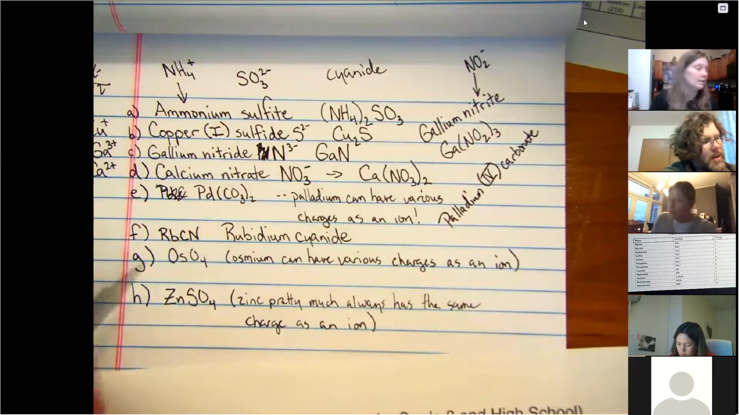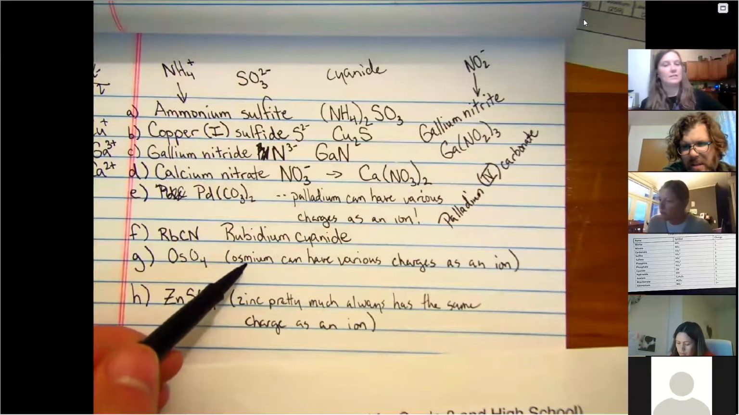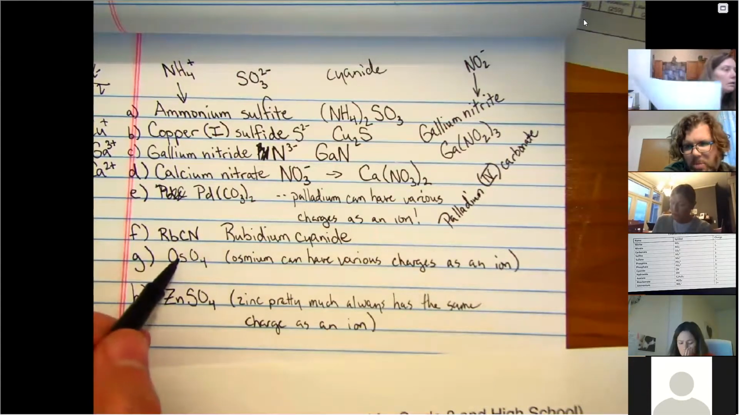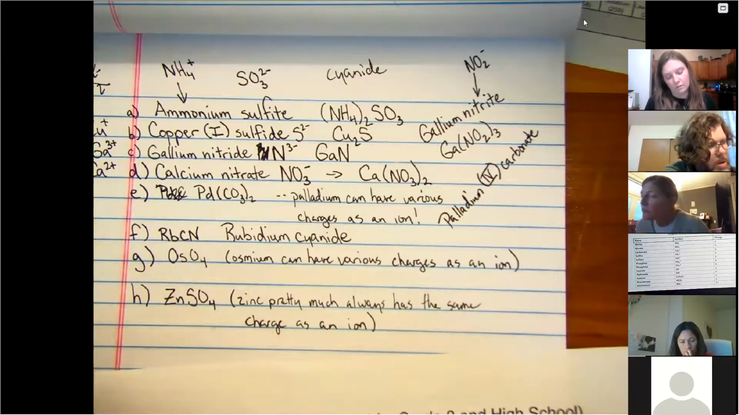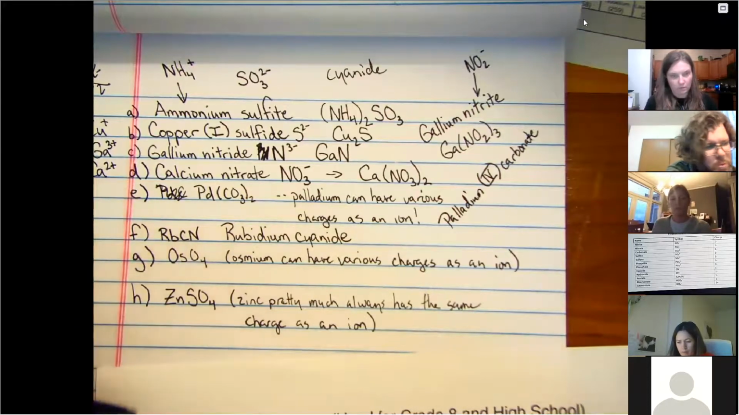This next one's fun. Again, I gave you the clue that osmium can have various charges as an ion, which means that when we name this compound, we have to be specific about what osmium's charge is. We have to label its charge with a Roman numeral after the name of the metal. So how do we figure out what osmium's charge is? We have to figure out what it's with.